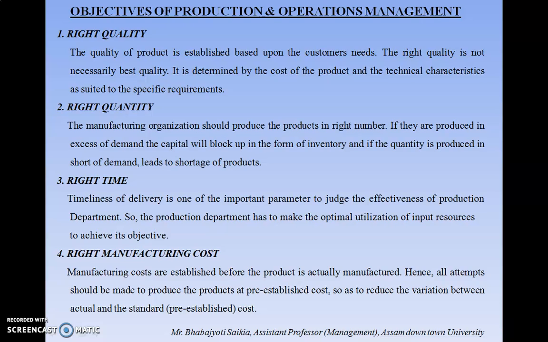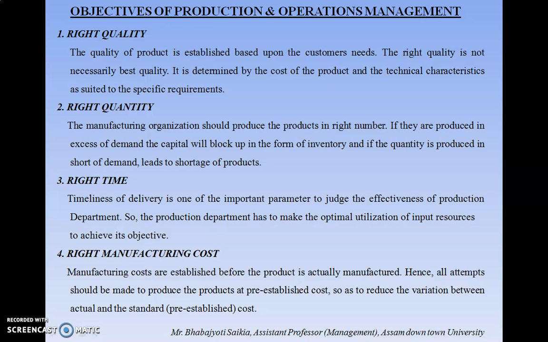Next is the right quantity. The manufacturing organization should produce the products in right number. If they are produced in excess of demand, the capital will block up in the form of inventory, and if the quantity is produced in short of demand, it will lead to shortage of products.